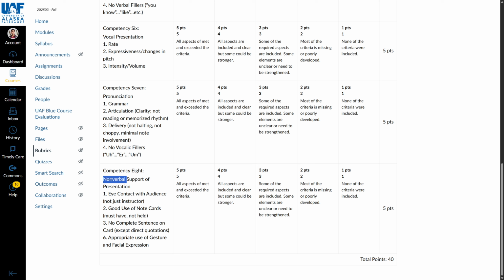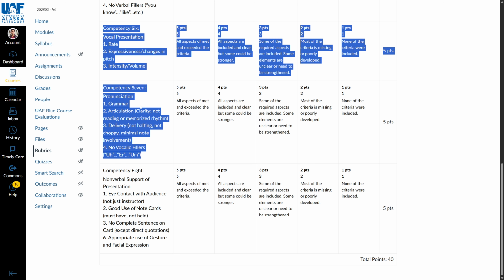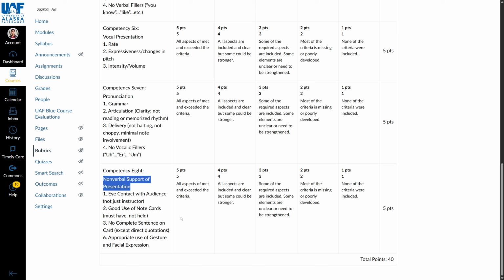Last one, nonverbal support. So we talked a lot about the verbal side of things. This is the nonverbal side of things. This is mainly going to be eye contact and hand gestures. And then kind of secondarily to that is going to be facial expressions, your body language, other than hand gestures. The 2 main things I will be grading is eye contact and hand gestures.